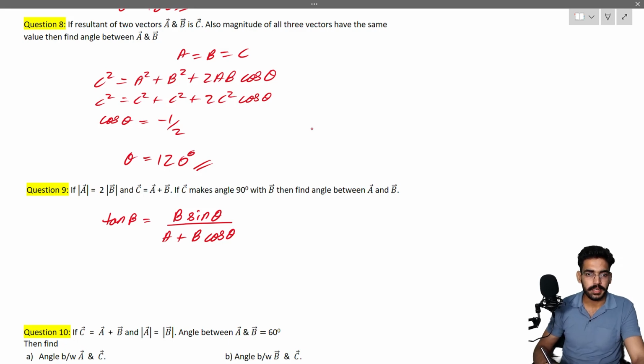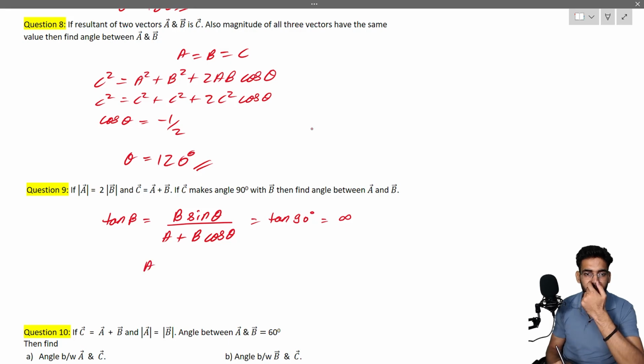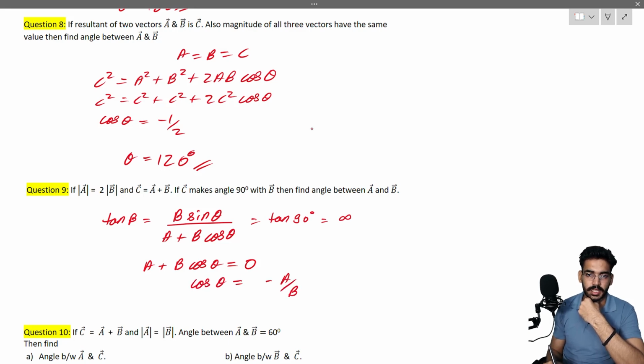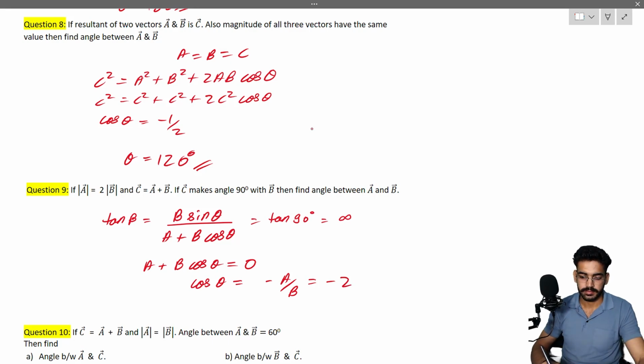And from here if I put the values, what is it saying? Tan beta, tan 90. Tan 90 is what? Infinity. For infinity, a plus b cos theta should be 0. So from here cos theta equal to minus of a by b. Minus of a by b is how much? From here a by b is 2, so that is minus 2. Okay, that's all. So from here cos theta equal to minus 3, this is not possible. Okay, we made a mistake here.